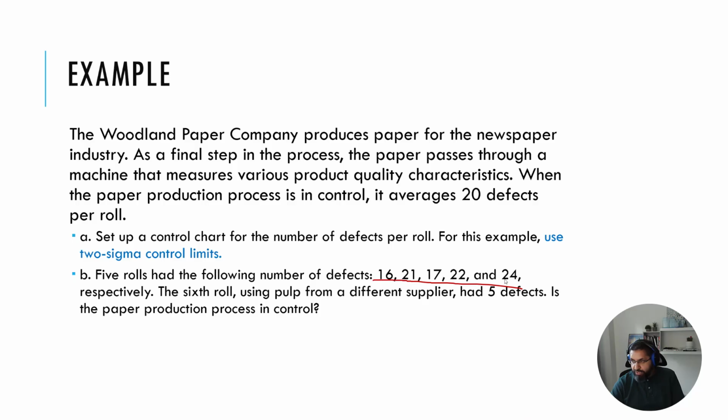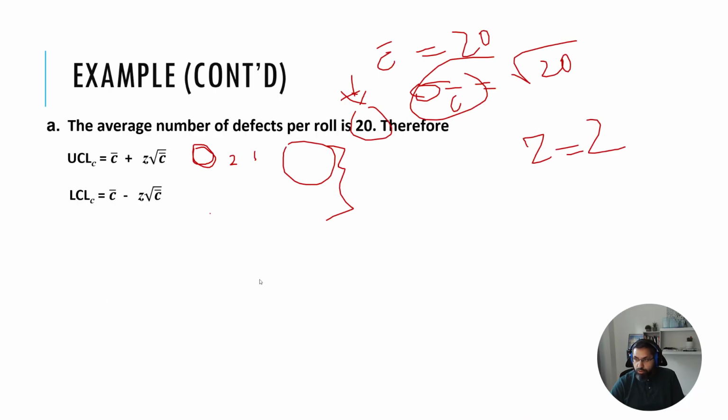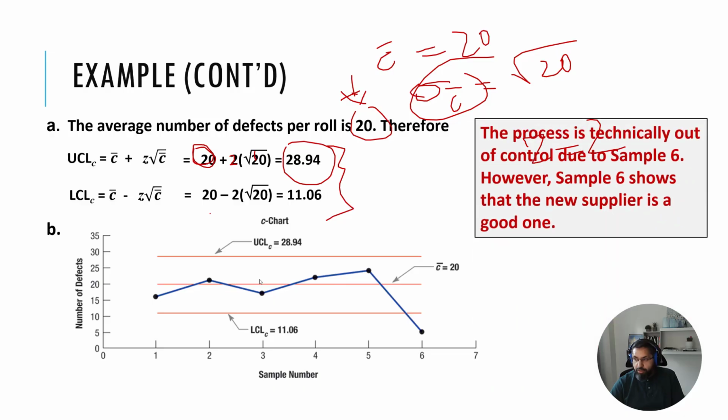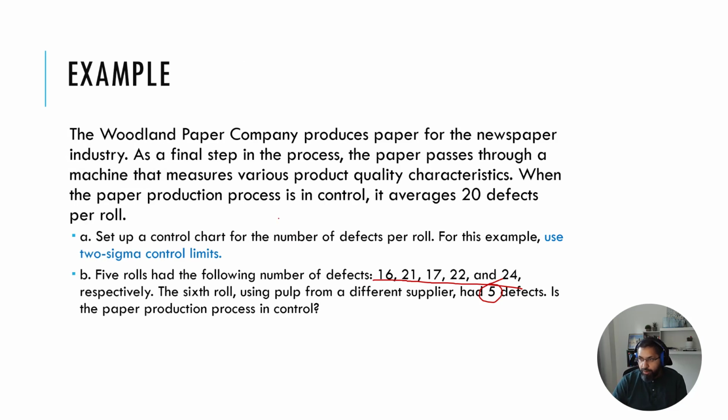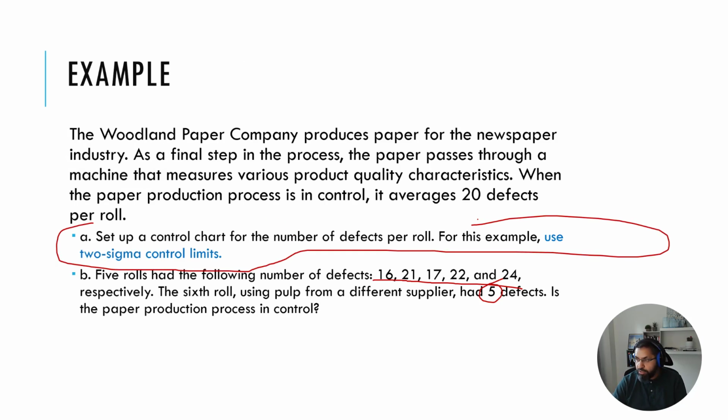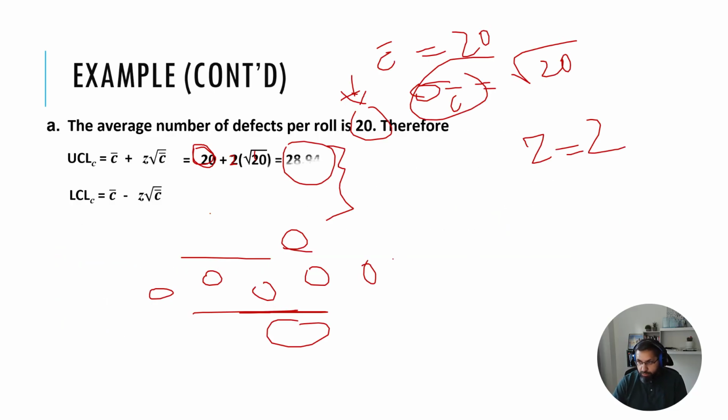Once we have the control limits, now we'll plot these 5 samples and this 6th sample on this control chart. So let's plot that. Here's our upper control limit, 28.94, and lower control limit, 11.06. These are our 5 values from the 5 new samples we just took in the question. So in part A, we set up the control limits using 20, and after the control limit setup, we get this new data. Now we're going to plot the new data on those control limits: 16, 21, 17, 22, 24.